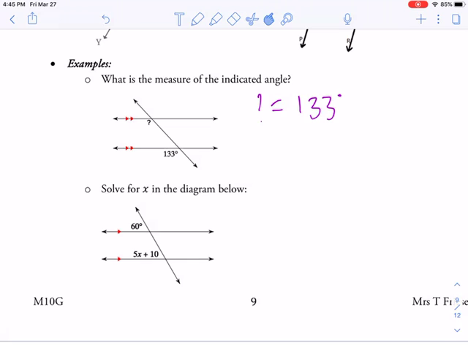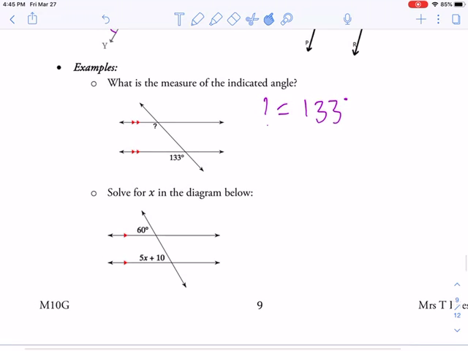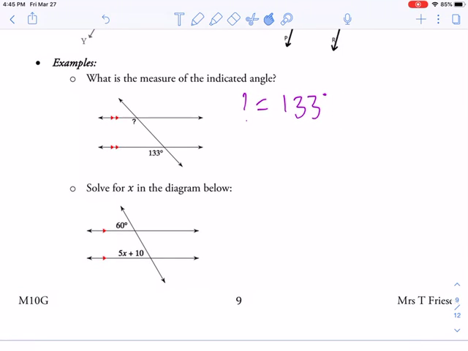Example 2, the second one here, is a little bit more complicated, not by too much, but just a little bit of extra knowledge that we want to work with. We can see that 60 is in the top left corner, and then 5x plus 10 is also in that top left corner. So we know that 60 degrees is equal to 5x plus 10. The reason we know that is because this angle is the same as this angle, because they are corresponding angles. Now that we know that, we can solve for x, and that's just using our algebra skills. When we do this, we don't even have to worry about the degree sign. We're just looking for what x is. So I'm going to subtract 10 from both sides.